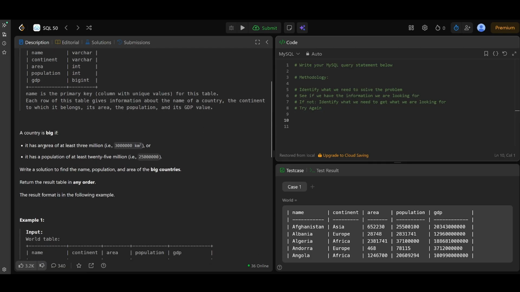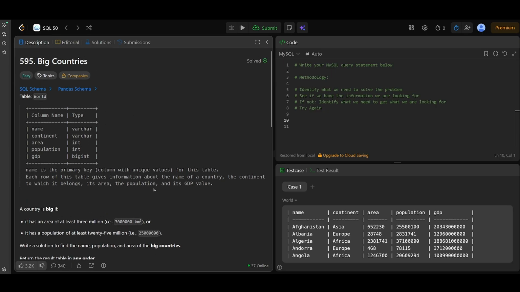A country is big if it has an area of at least 3 million square kilometers, i.e. 3 with 6 zeros, or it has a population of at least 25 million, i.e. 25 with 6 zeros, right? Write a solution to find the name, population, and area of the big countries. Return the result table in any order. This tells us we don't need to do any sorting after we solve the question. The result format is in the following example.